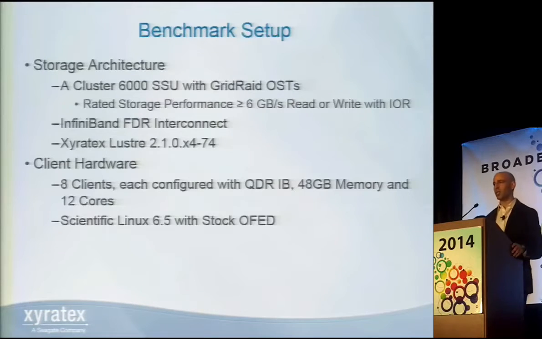So the storage architecture was based on a Xyratex Cluster Storage 6000 scalable storage unit with GridRAID OSTs. The rated storage performance for this architecture is approximately 6 gigabytes per second read or write using IOR. So the goal for the throughput test is to get 60 gigabytes per second read or write across all client versions that I used. The client hardware was very modest, 8 clients. Each client was configured with QDR InfiniBand, 48 gigs of memory, 12 cores, and I used Scientific Linux 6.5 on the clients with stock OFED.